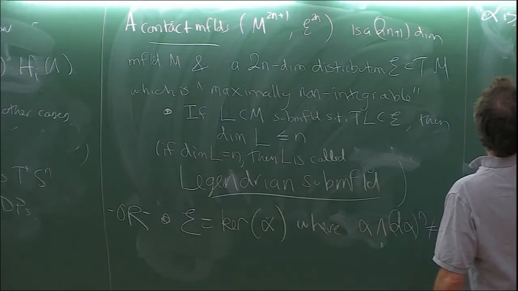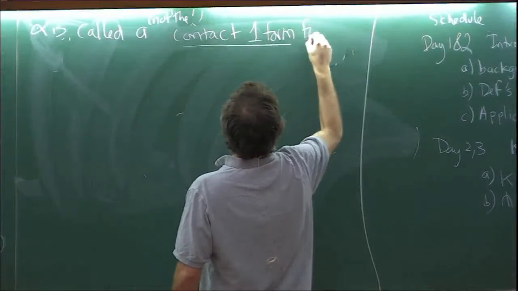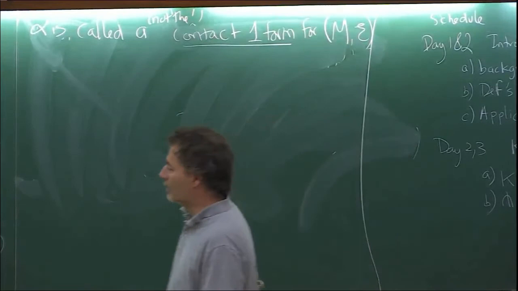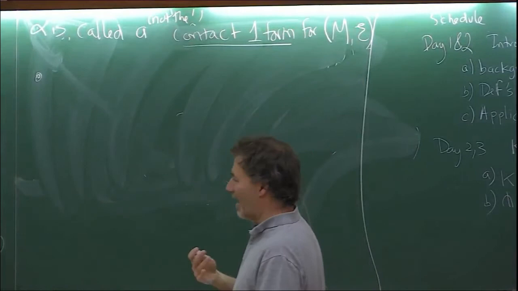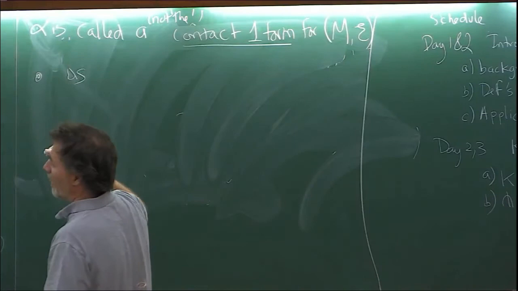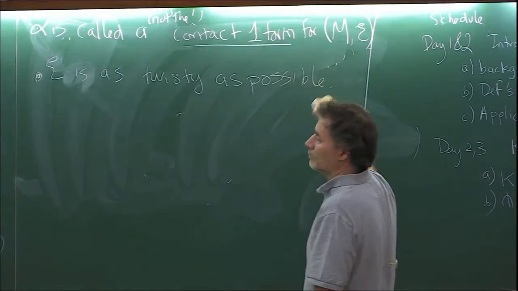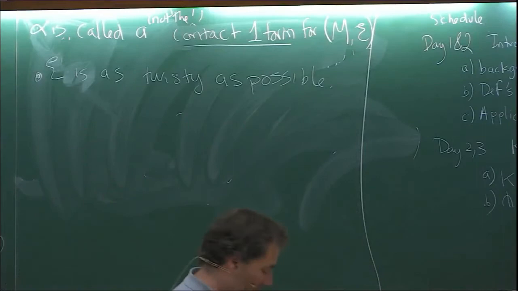The contact one form for this contact manifold. And then this is not a formal definition, but it maybe helps get a picture of this, because these are a bit indirect. So we say it's a contact manifold if C is as twisty as possible. So this is when you did over-twisted contact structures.